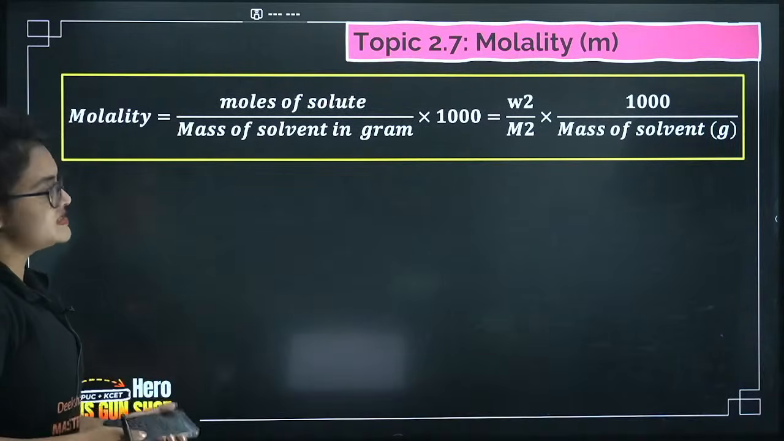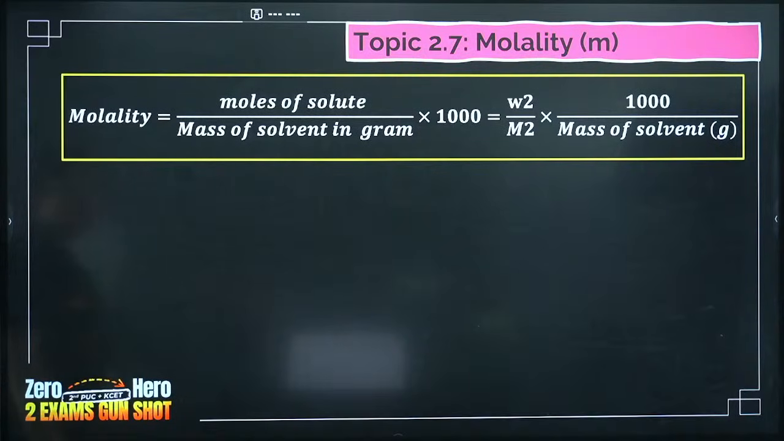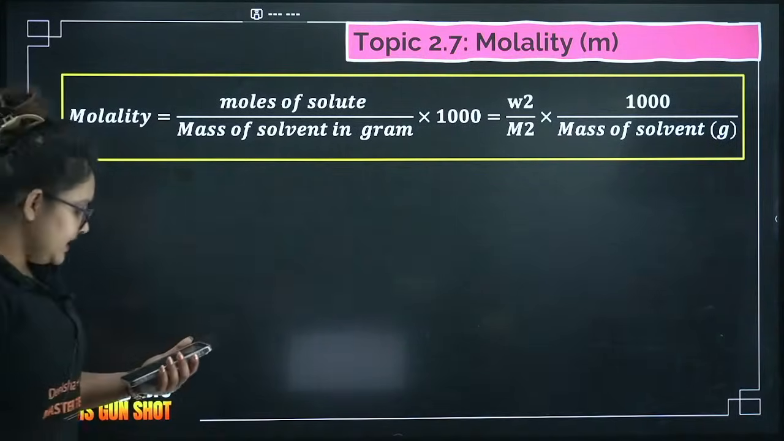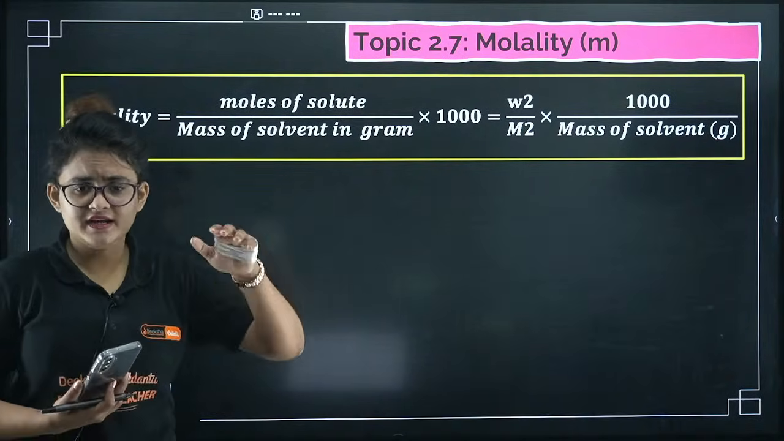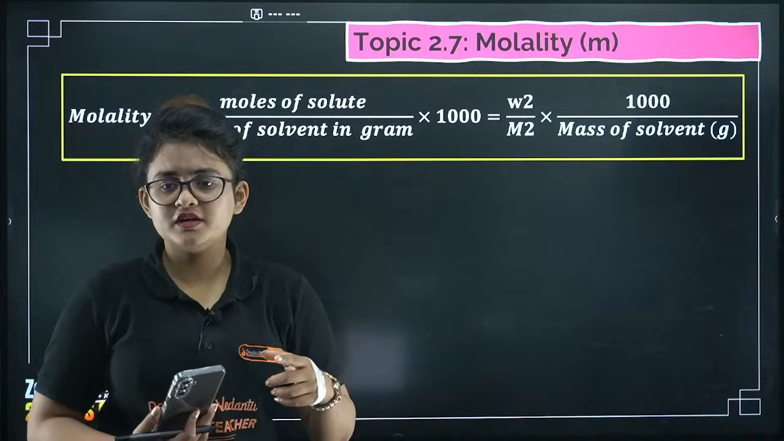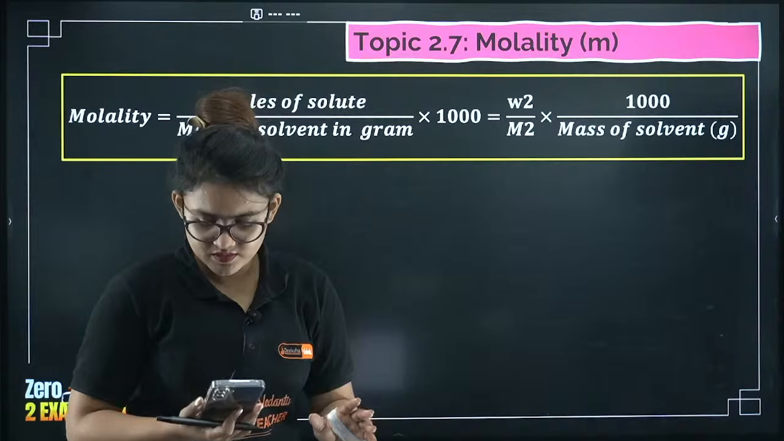Okay, here you can see this is molality. Molality is moles of solute divided by mass of solvent in gram, into 1000. Moles of solute, again we can break it down: given weight by molecular weight, into 1000, divided by mass of the solvent. This is how we can proceed.